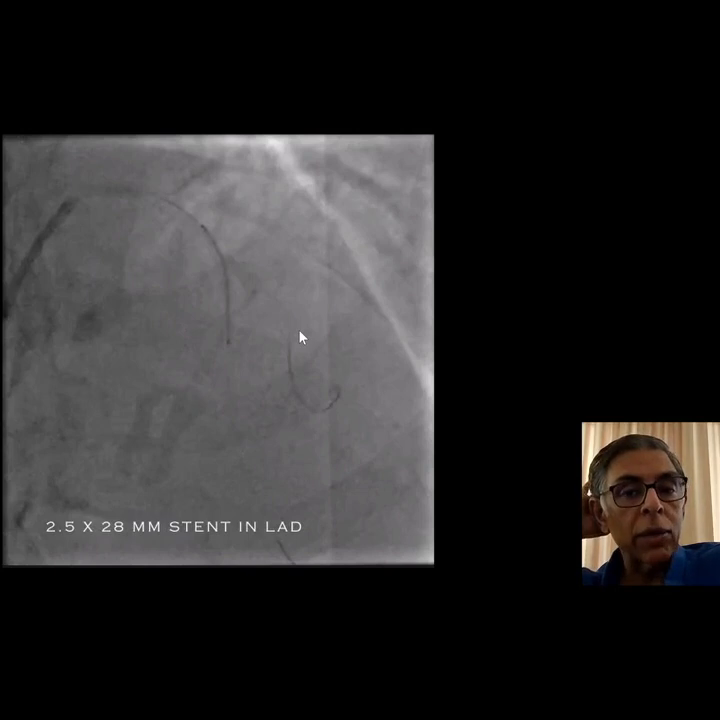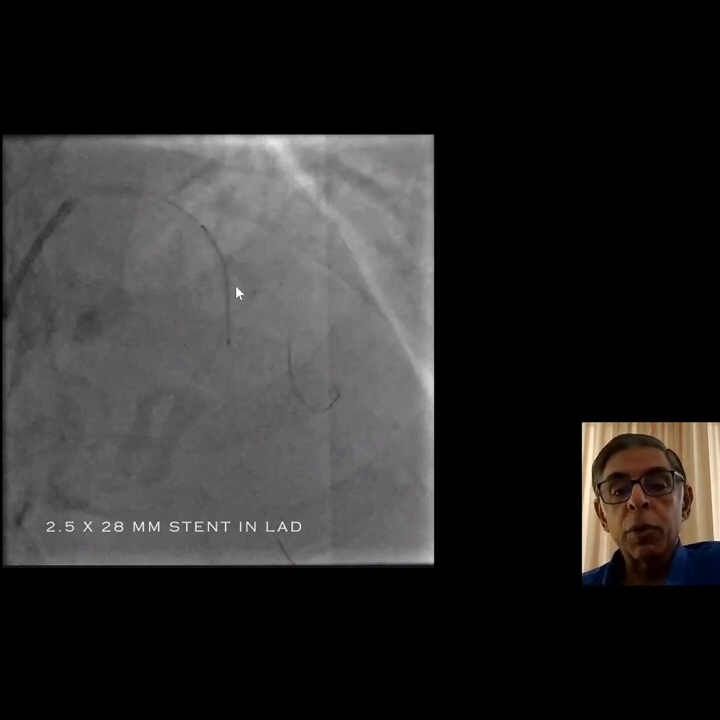And now we decided to go ahead and stent the LAD. So we took a 2.5 by 28 millimeter stent in the mid LAD across the diagonal, and we decided to use a jailed balloon technique to essentially keep the diagonal open. The idea is to prevent carinal shift and prevent compromise of the diagonal.